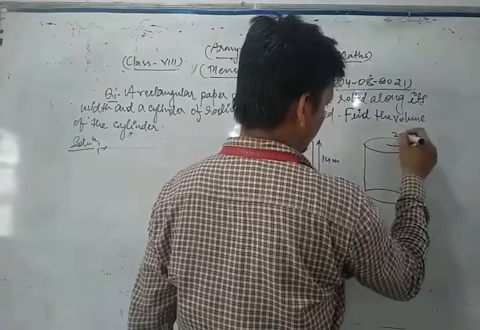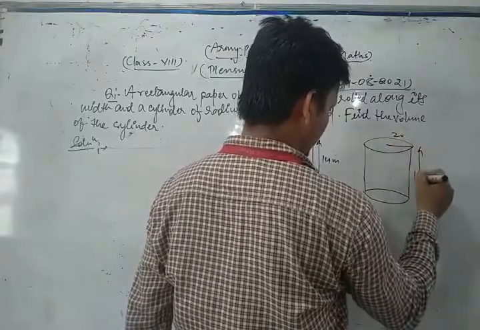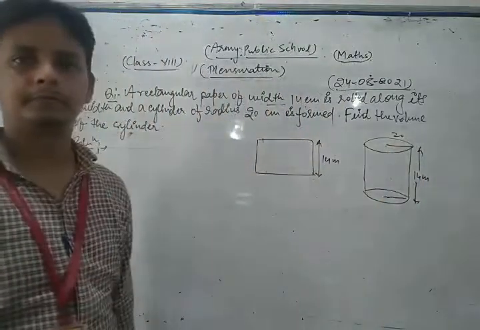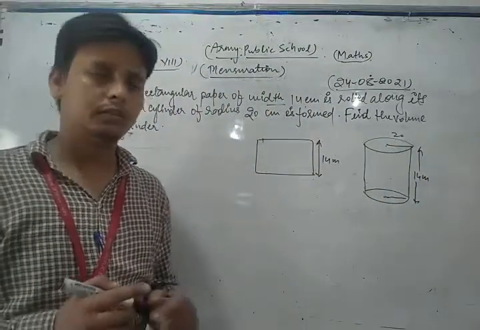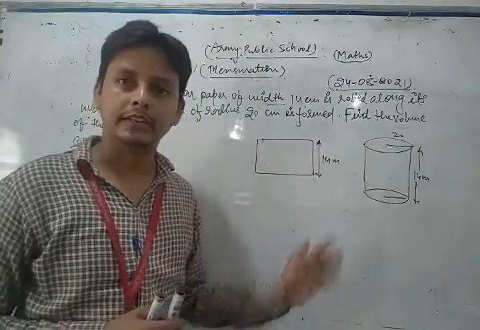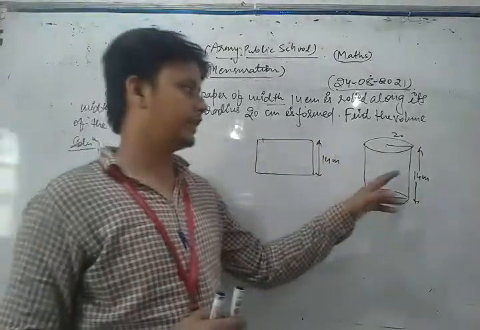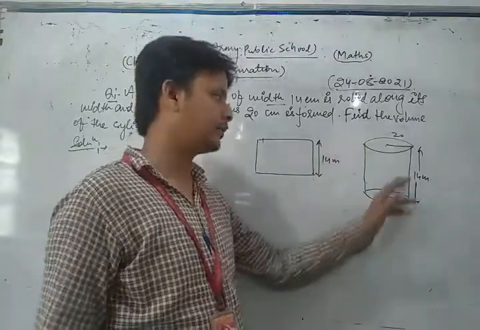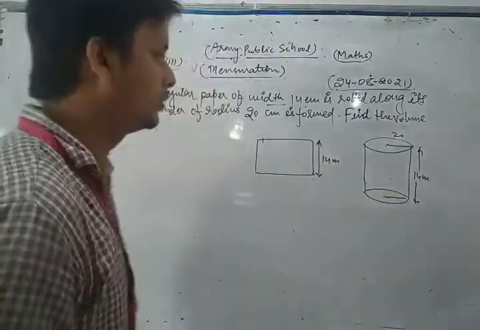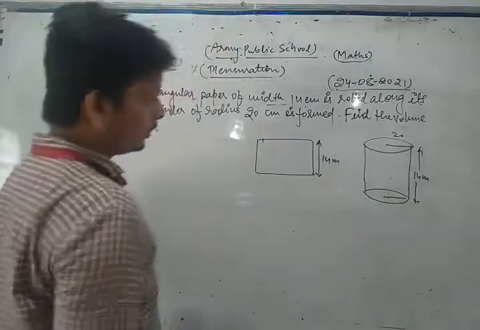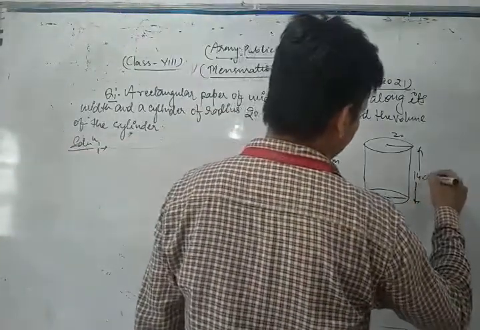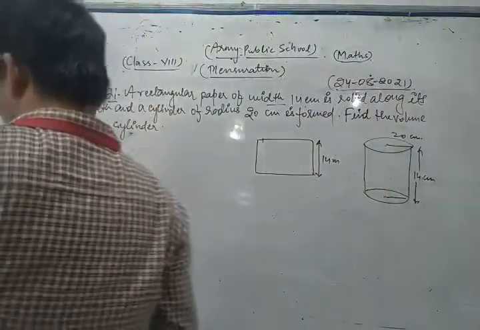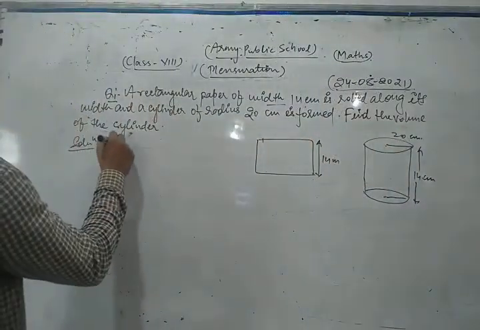This is 20 and this is the same as 14 centimeter. After rolling this paper along its width, the new shape formed is a cylinder, where the height of the cylinder is 14 centimeter, and the radius is already given as 20 centimeter.